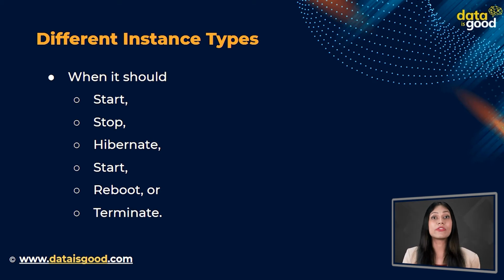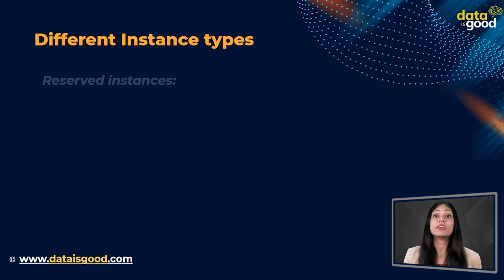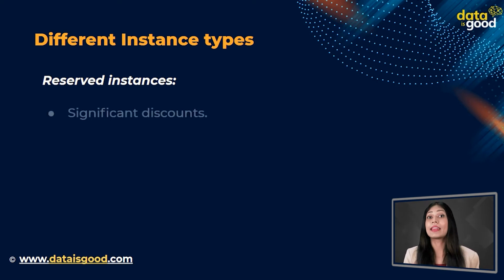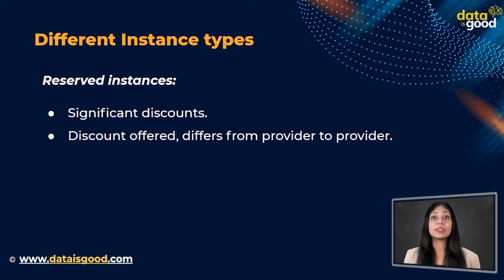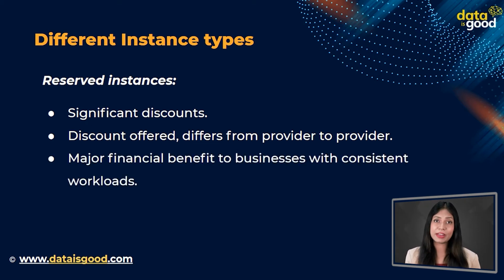The second type of instance about which we will be talking is reserved instances. Reserved instances are a reduced price billing concept in which businesses can acquire significant discounts compared to standard on-demand cloud computing prices in exchange for committing to a certain level of usage. The terms under which a reserved instance discount is offered, on the other hand, differ from provider to provider. Reserved instances can be a major financial benefit to businesses with consistent workloads.